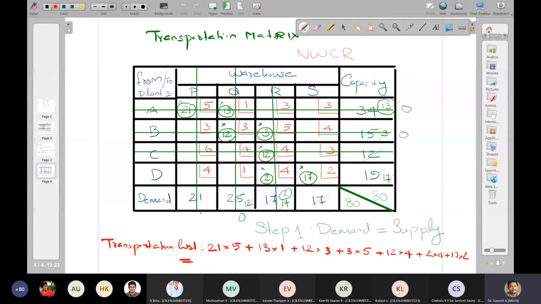What will be the transportation cost? When you calculate it, it will come as 259, sir. Yeah, I think it is 257. You can just have a check.